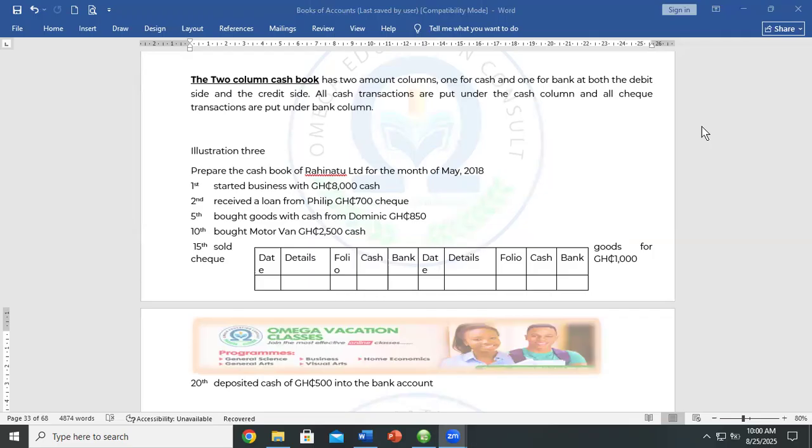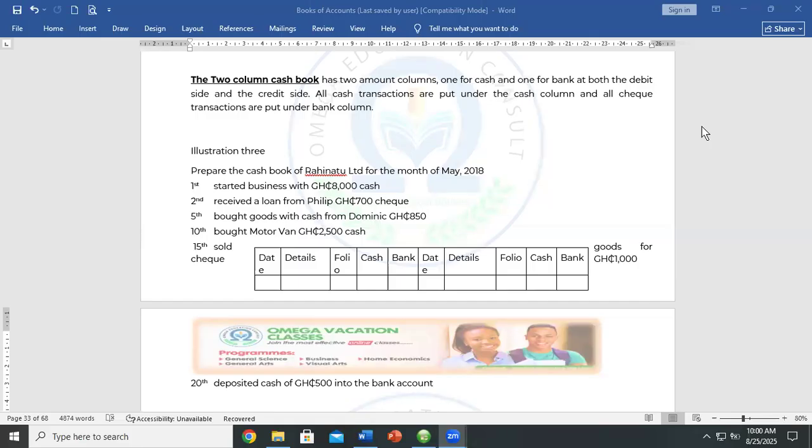Sir, please, can you repeat the question again? Okay, so the question is, why does the two column have the cash and bank columns? Okay, so Portia, let's say. Sir, because it keeps record of cash and check transactions.